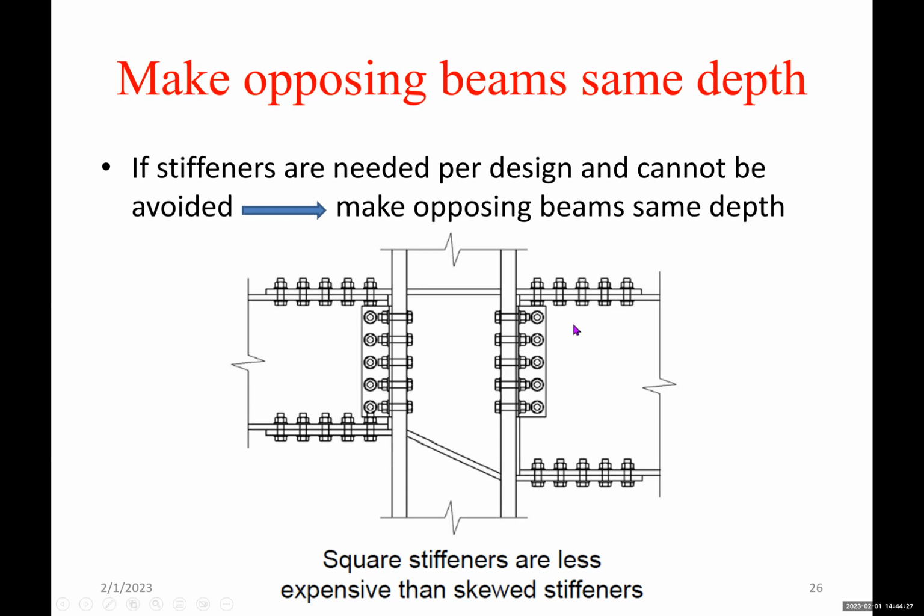If the two beams are not at the same depth, then we would need a skewed stiffener like this, which would need to be cut at certain angles and fitted directly. So that's difficult for fabrication, for welding from the top and from the bottom. So instead of doing that, use the two beams at the same size, same depth. Maybe same depth, not necessarily the same size.